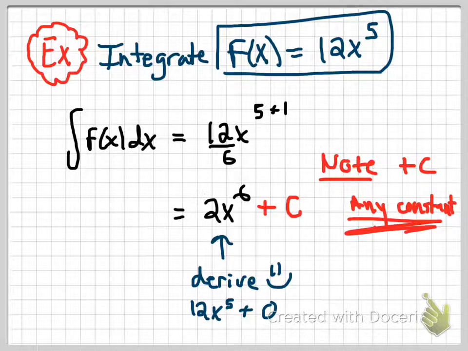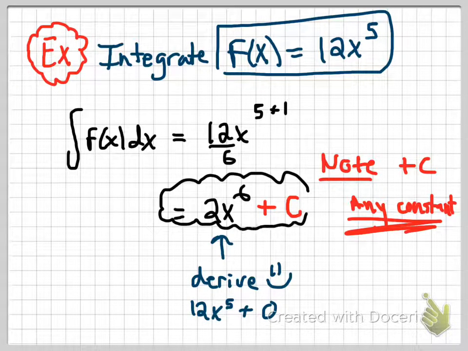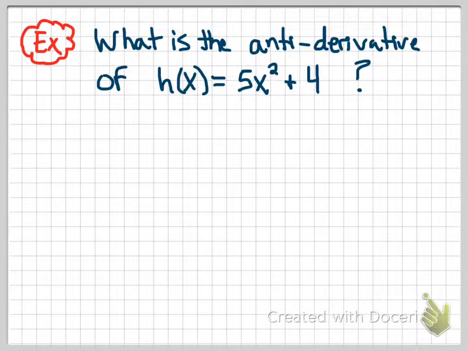So you can do that. You can do that in your head. You can do that on paper just to kind of check yourself. But you want to make sure that you're doing it right. So here's your answer. 2x to the 6th plus c. And it equals the antiderivative of f of x dx. So those are my labels. So maybe pause this next one and try it yourself here.